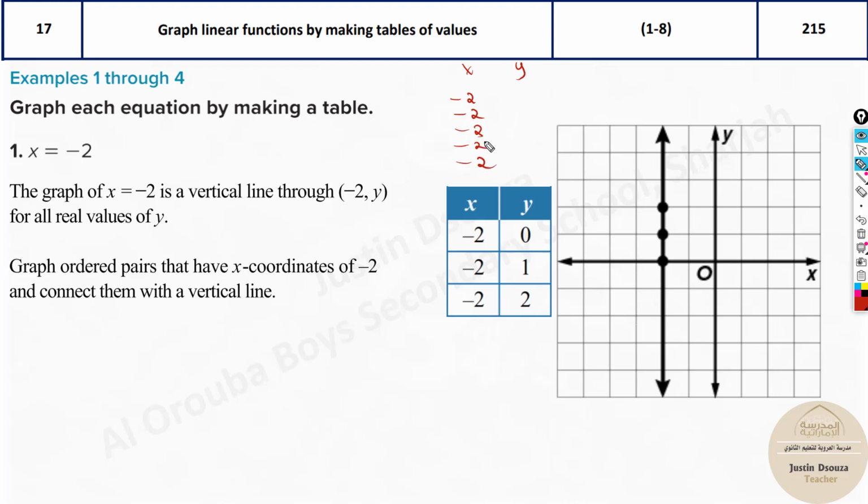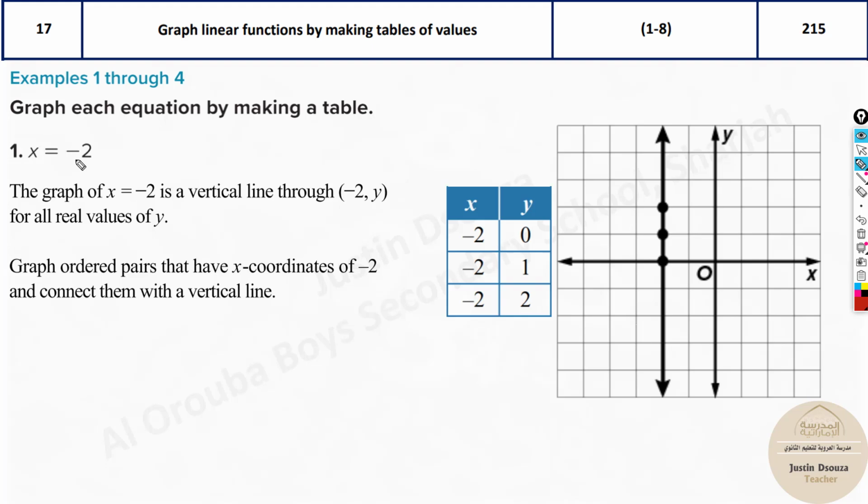I hope this is clear. You can take any value of y, 0, 1, 3, even minus 5, and everywhere the x value remains the same. If you graph this, what happens? The y value can be anything, but the x value is just at this point, minus 2. Only points over here. So you will just get a vertical line, a straight line. Anyways, that is the concept.